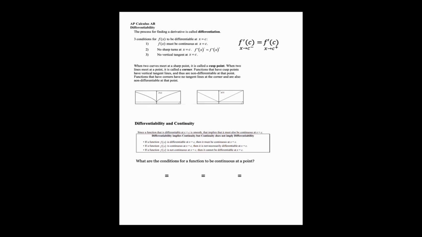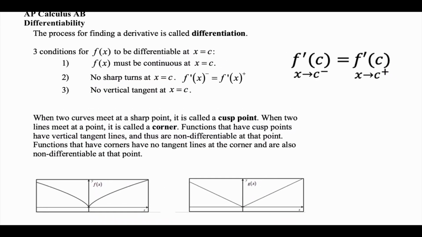Differentiability means, does a function have a derivative at a point? Or does it not have a derivative somewhere? The way we check it is similar to continuity. So differentiability means we can find a derivative. If I was to actually find the derivative at a point, could I get a number? Could I get a slope? Or would I get undefined, something where I couldn't find it?